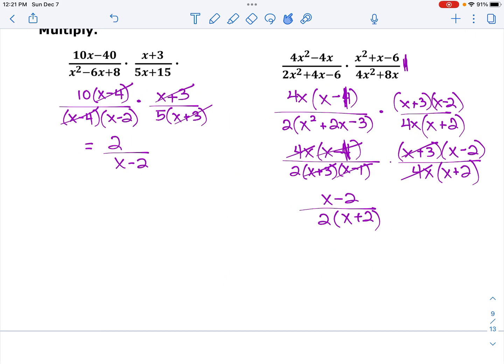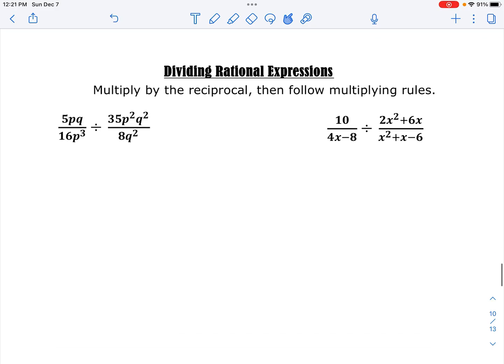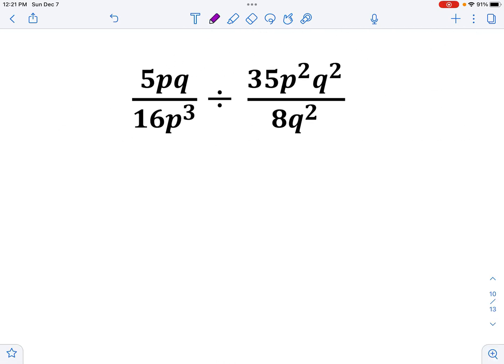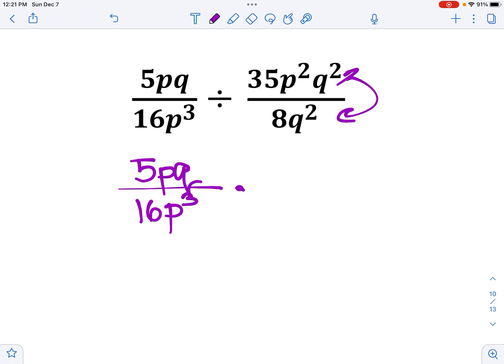That is multiplying rational expressions. So dividing you actually already know how to do. It is just multiplying by the reciprocal. So you're going to multiply by a reciprocal, remember, is flip the fraction. So you want to rewrite it, and you're going to change it to multiplication. Now the reciprocal of that is just flip those around. So this would be 8q squared over 35 p squared q squared.